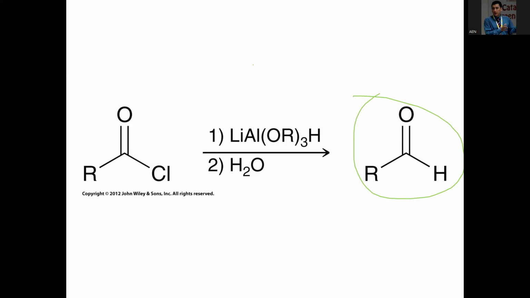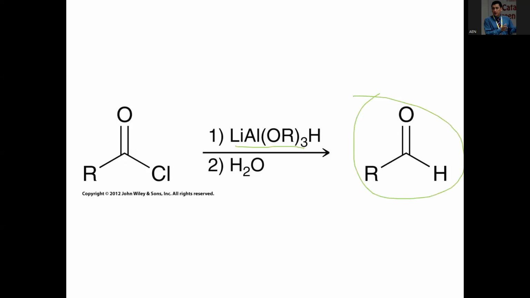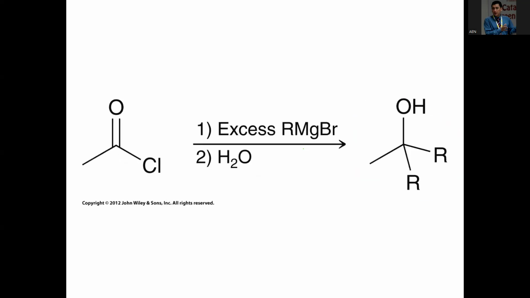Make sense? Step 1, step 2. That one gives you a partial reduction, lithium tri-tert-butoxy aluminum hydride. If you use LAH, it takes you directly to the primary alcohol. But if you use lithium aluminum tri-tert-butoxy hydride, it will take you to aldehyde.